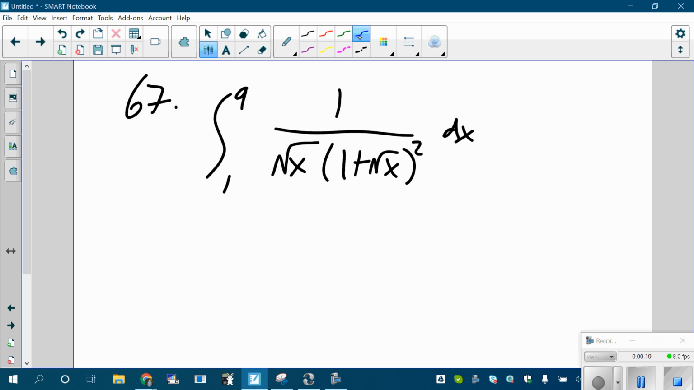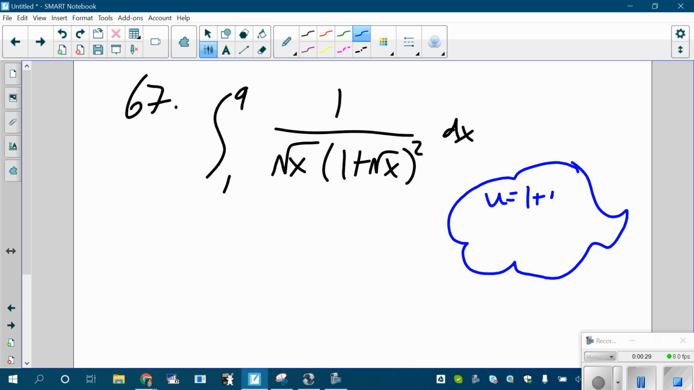First thing first, draw our cloud. Our choice for u is a little weird here, but it's got to be 1 minus square root of x, or 1 plus square root of x. You can try other things, but that is the inside part. And as you'll see, the du for that is -1, is 1 over 2 square root of x. You can rewrite that if you need to, but just trust me, that's right.